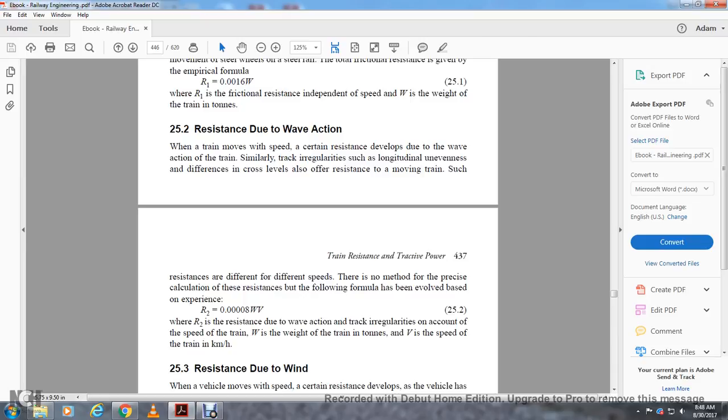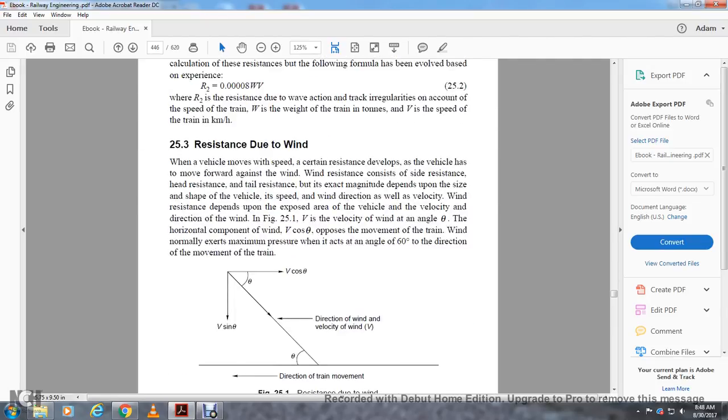The resistance due to wave action R2 equals 10 hundred-thousandths of the weight of the train times V, the speed of the train in kilometers per hour.